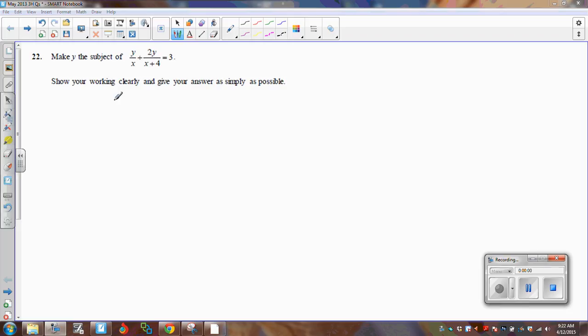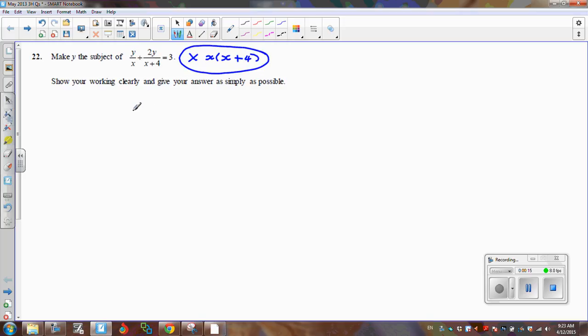The quickest way to clear the fractions here and make y the subject is to multiply by the common denominator, and the common denominator here is x brackets x plus 4. So I'm going to multiply the whole thing by x plus 4. Now I'm going to write this out in full.